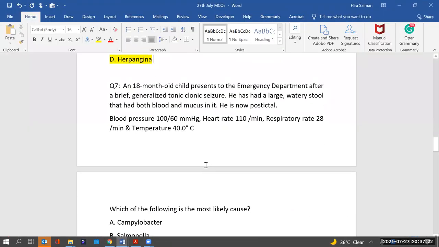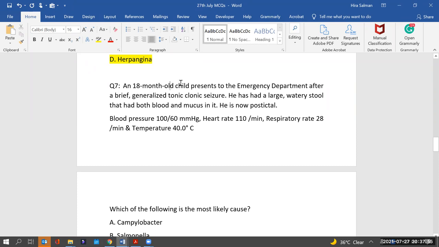An 18-month-old child presents to the emergency department after a brief generalized tonic-clonic seizure. So tonic-clonic seizure is there, and he has landed in the emergency department. He has had a large watery stool that had both blood and mucus in it. He is now post-ictal. The confusing thing for you must be that watery stool is mentioned, but both blood and mucus are there, so you cannot easily differentiate whether it's a watery stool or a mucus stool.